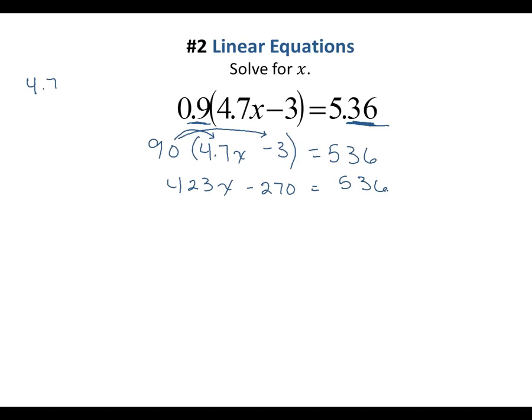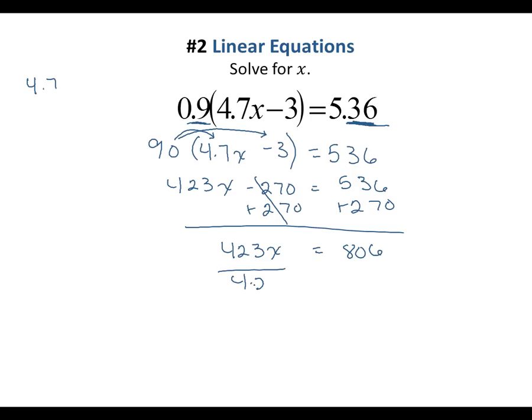All right, now what should I do? Good, we're going to distribute this 90. So you guys are going to have to help me here because I don't feel like moving this out. What is 90 times 4.7? No calculators. Come on. Can you move the decimal and then put it back? Yeah, I think that if you just multiply it out, it'll be faster than thinking about whether you need to move the decimal or not. Don't forget the x here, because this is 90 times 4.7x. And 90 times negative 3 is what? Negative 270. Good. Equals 536.